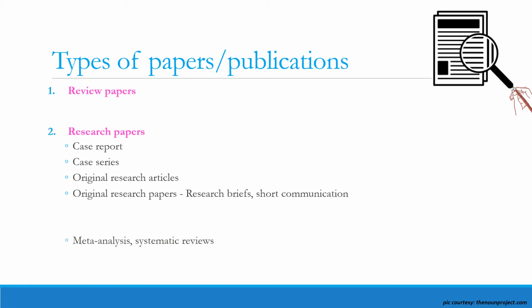Besides, meta-analysis and systematic reviews are a review of various researches analyzed statistically to form a composite conclusion or recommendation. So they are in between the review papers and research papers but are counted as research papers.